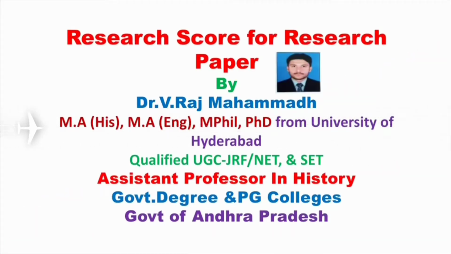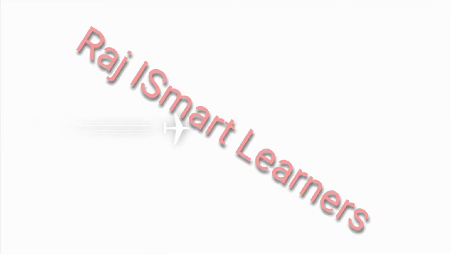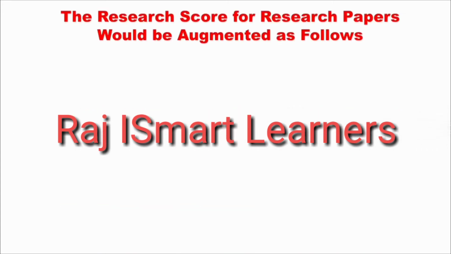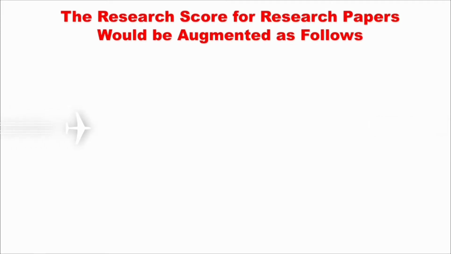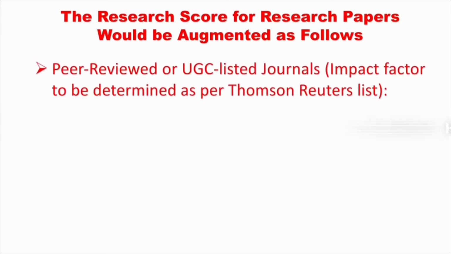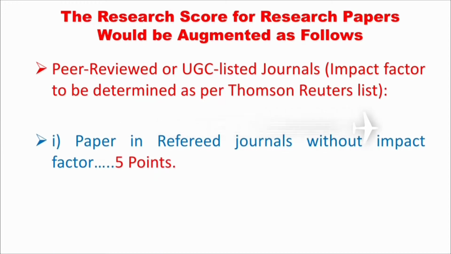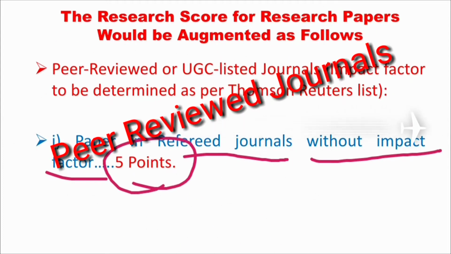In this video I am going to explain how the research score for research papers is calculated for API. The research score for research papers is assigned as follows. If our paper is published in a peer-reviewed journal or UGC listed journals with impact factor, to be determined as per the Thomson-Reuters list. If our research paper is published in a peer-reviewed journal or UGC listed journals or referred journals without impact factor, you will get only 5 points.